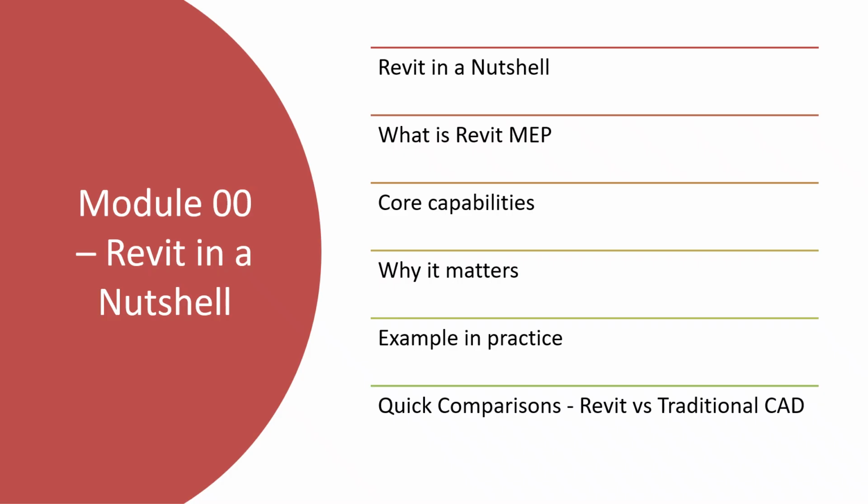Next, we explore its core capabilities: parametric modeling, system coordination, automated documentation, and collaborative workflows. These features make Revit a powerful tool for engineers and designers working on complex building projects. We then look at why Revit matters, not just for design efficiency, but for reducing errors, improving communication, and aligning with global BIM standards. To ground this in reality, I'll walk you through an example in practice showing how Revit supports multidisciplinary design in a real world project.